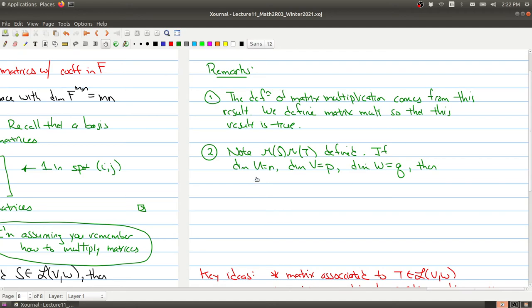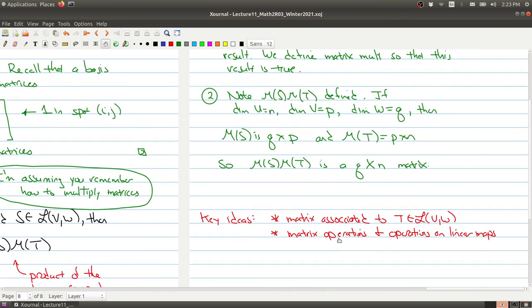And why is that? Well, if the dimension of U is n, the dimension of V is p, and the dimension of W is q, then let's look at the sizes of our matrices. The matrix of S is going to be q times p, and our matrix of T, according to the definition, is going to be p times n. So the number of columns of MS is equal to the number of rows of MT. So we have that MS times MT is defined, and in fact we get a q by n matrix, which is what we would expect.